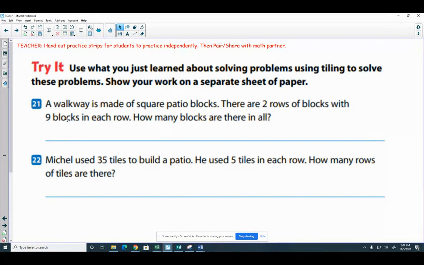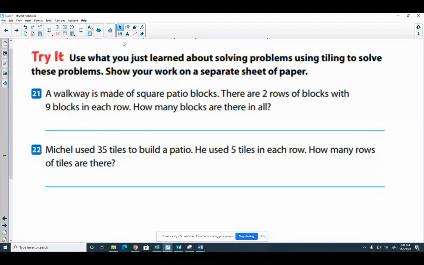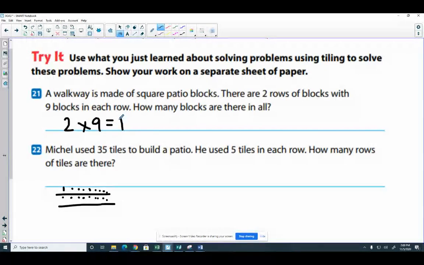A walkway is made up of square patio blocks. There are 2 rows of blocks with 9 blocks in each row. How many blocks are there in all? So if we make 2 rows of blocks with 9 blocks in each row, 1, 2, 3, 4, 5, 6, 7, 8, 9. So 2 times 9 equals, we don't know, but when we draw it out, we can see that B equals 18.